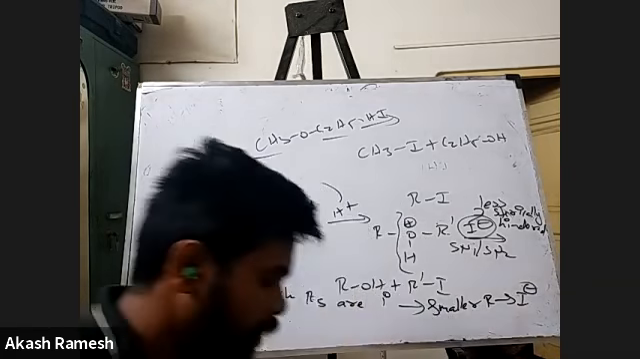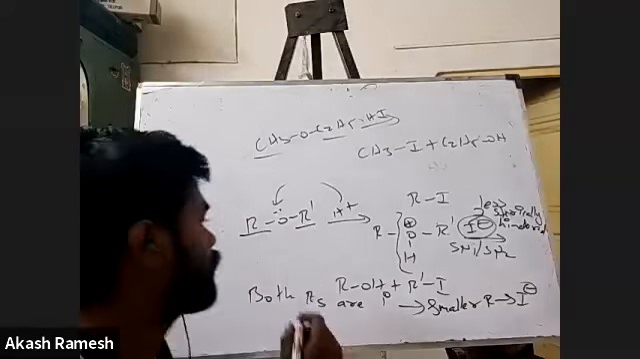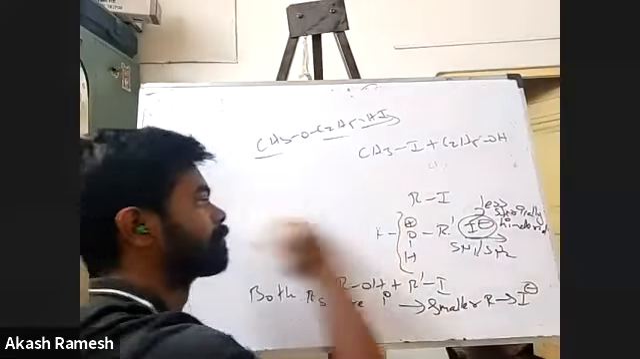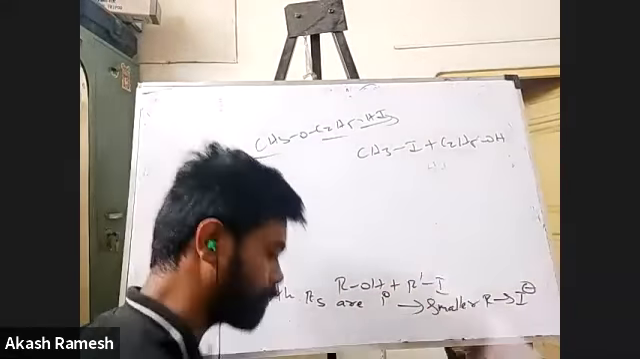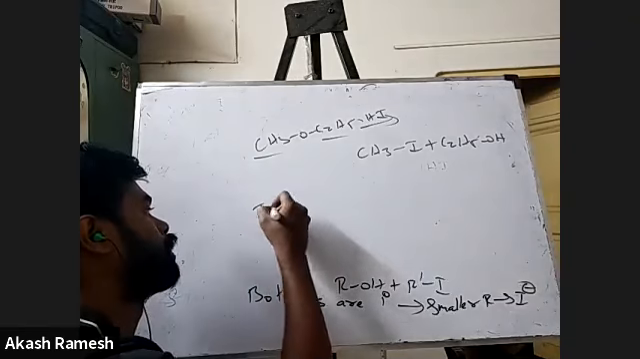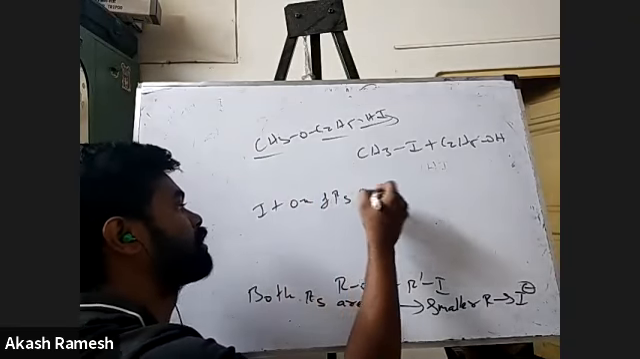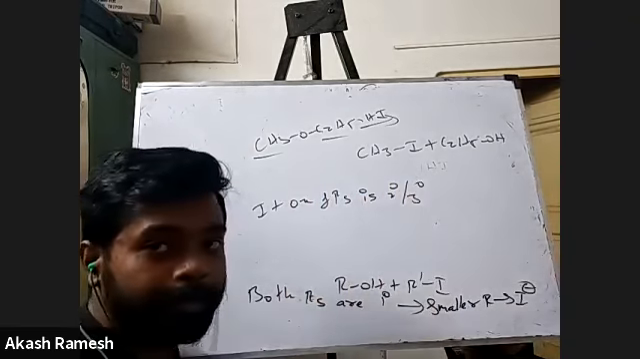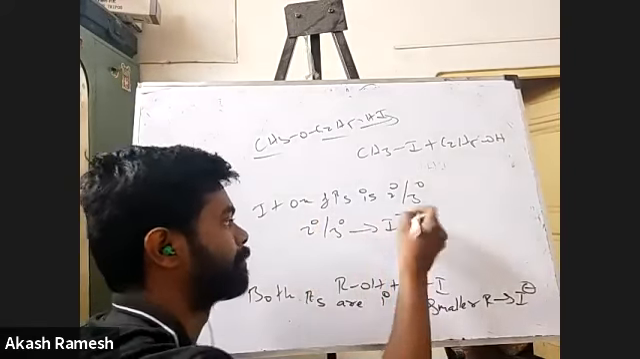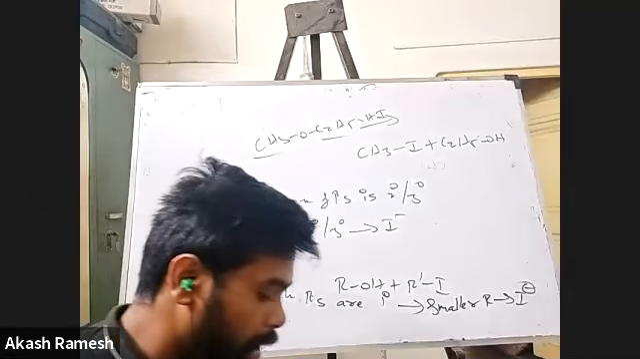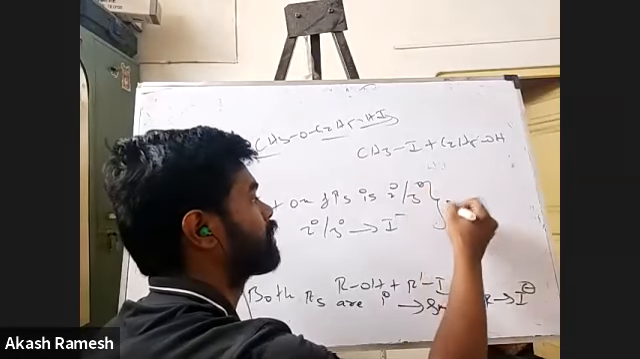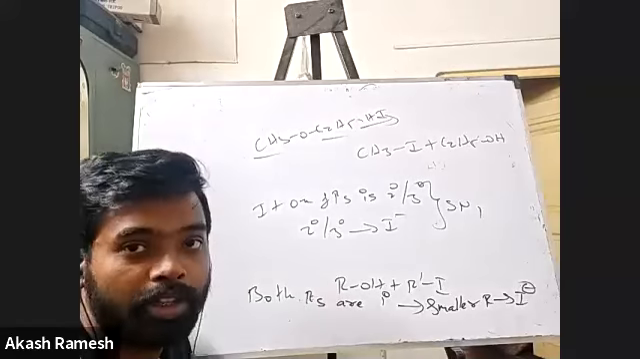Correct. Right. So when one of the R groups is secondary or tertiary, the R which is secondary or tertiary gets the iodide, because in this case an SN1 reaction will happen. Carbocation formation is going to happen.